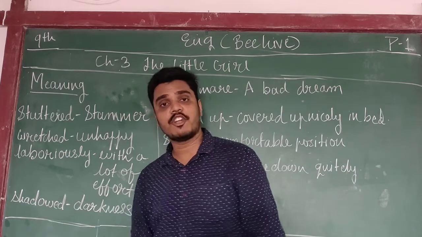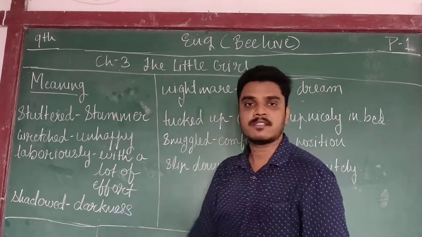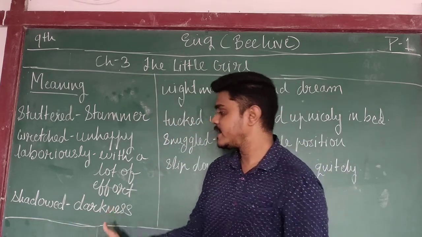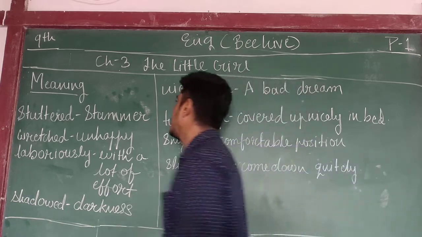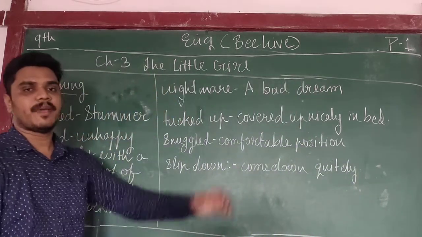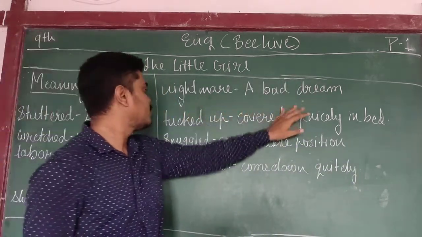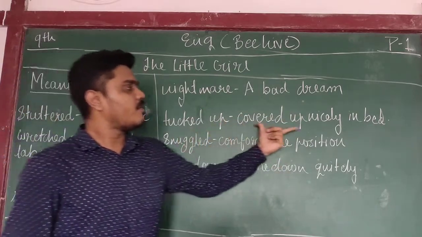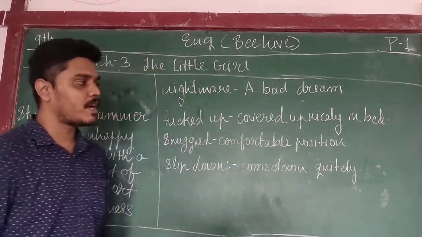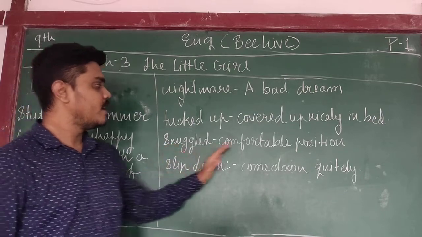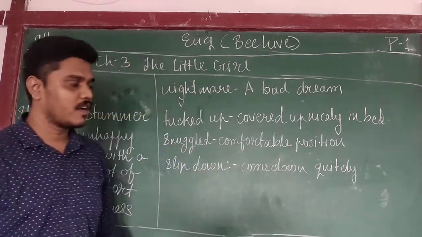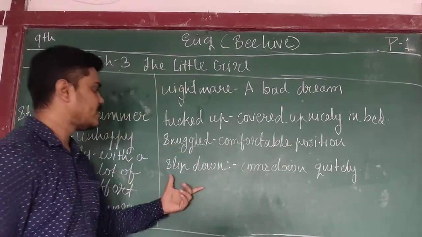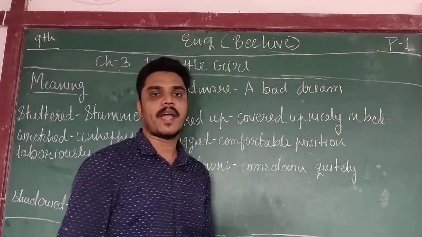Now we have shadowed. Shadowed means darkness. And nightmare. You know nightmare. Nightmare is a bad dream. Tucked up means covered up nicely in bed. Snuggled means in a comfortable position. Slip down means come down quietly.